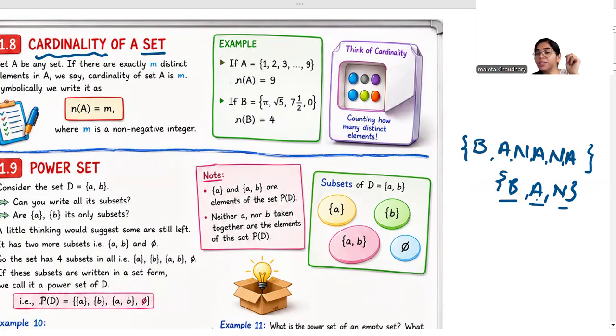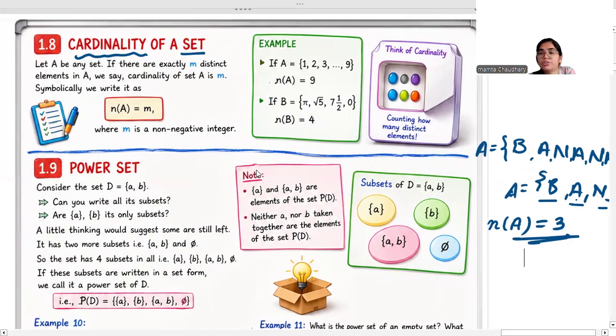So what we can say? We can say the cardinality of this set. Let's suppose this is set A. So cardinality will be represented as n of A. It means the number of distinct elements in A is 3. And as we are just counting how many elements there are, it is always a non-negative integer. So let's see the definition.